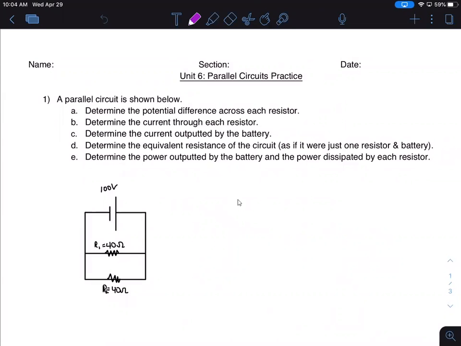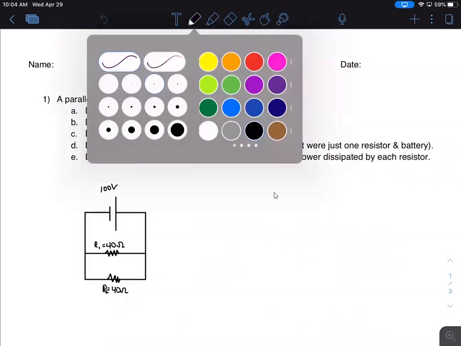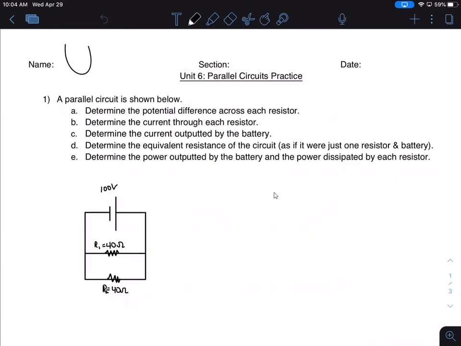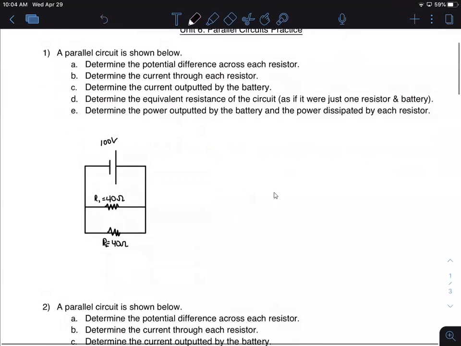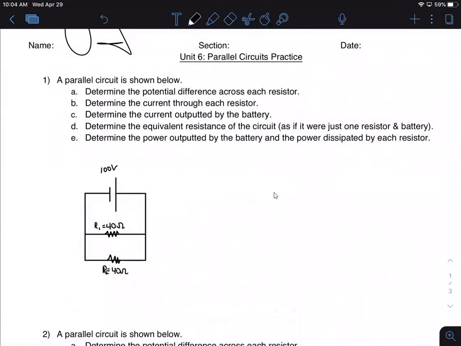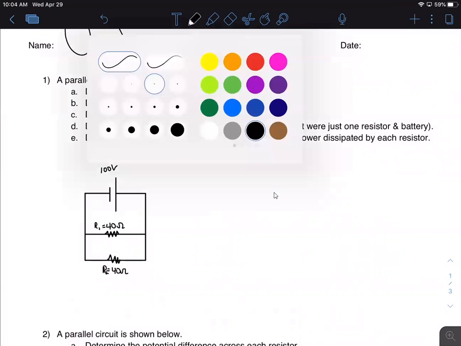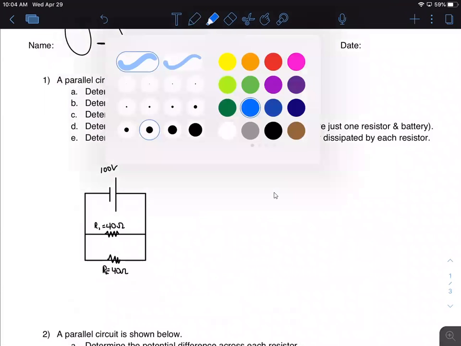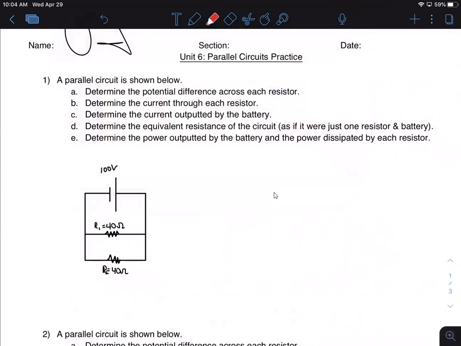Okay, in this video we will be doing the first parallel circuits practice. So let's get started on that. Parallel circuit is shown below, and it wants us to find a bunch of stuff about that circuit. Great. So let's start with some colors.